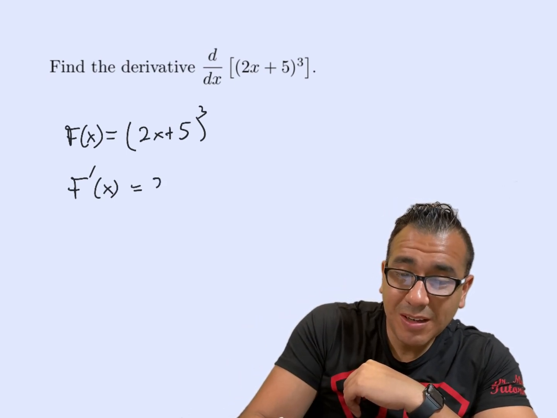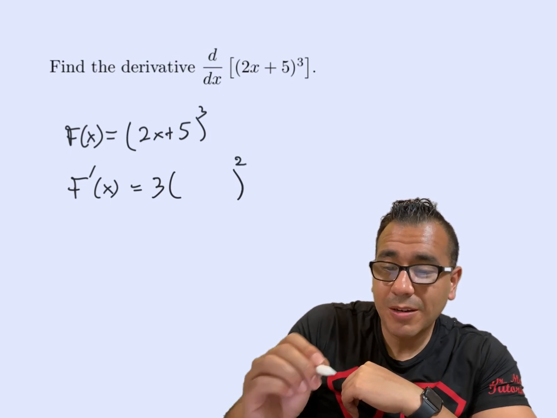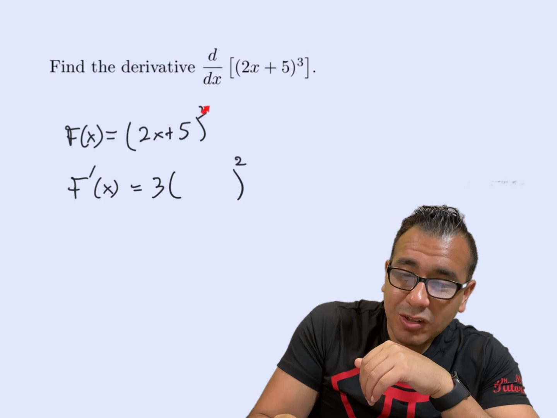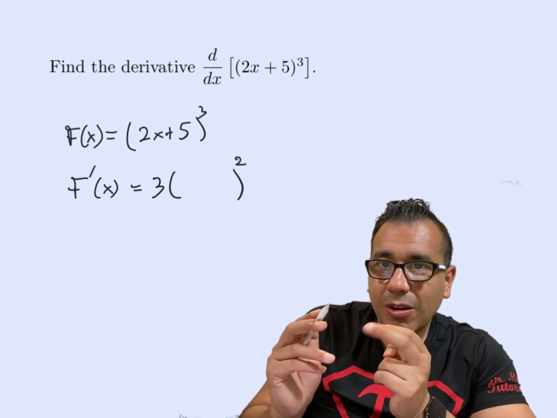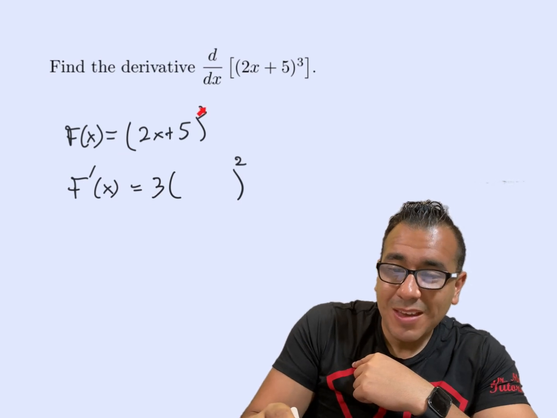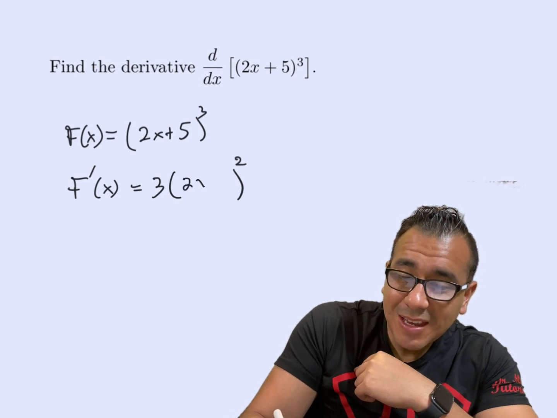So that 3 is going to come out to the front, and then remember, you drop your exponent down by 1. Notice, all I focused on was that outer function, which before we called x cubed. This number, we brought up to the front. This, we drop down by 1. And the inside stays the same.